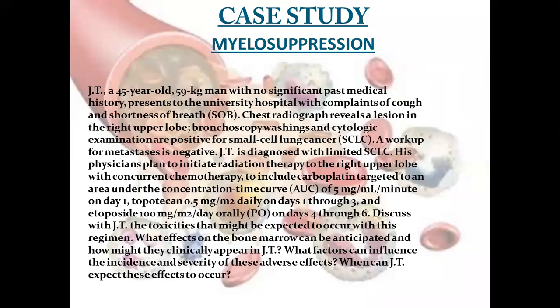The case study, myelosuppression. GT, a 45-year-old, 59 kg man with no significant past medical history, presents to the university hospital with a complaint of cough and shortness of breath. Chest radiograph reveals a lesion in the right upper lobe. Bronchoscopy, washing, and cytologic examination are positive for small cell lung cancer, but a workup for metastasis is negative. GT is diagnosed with limited SCLC.